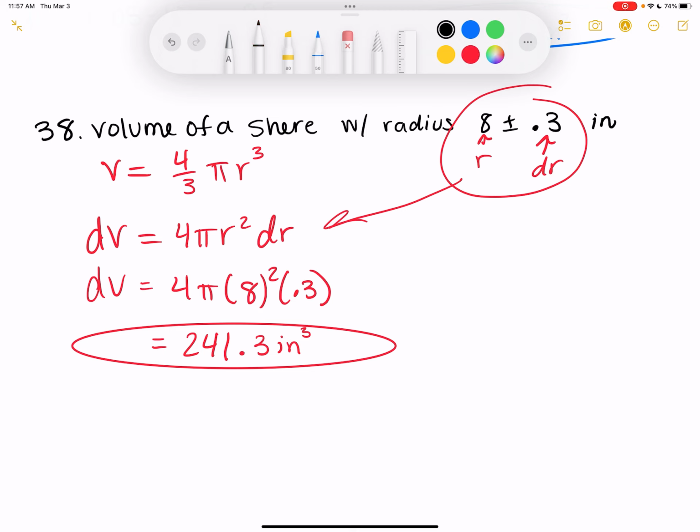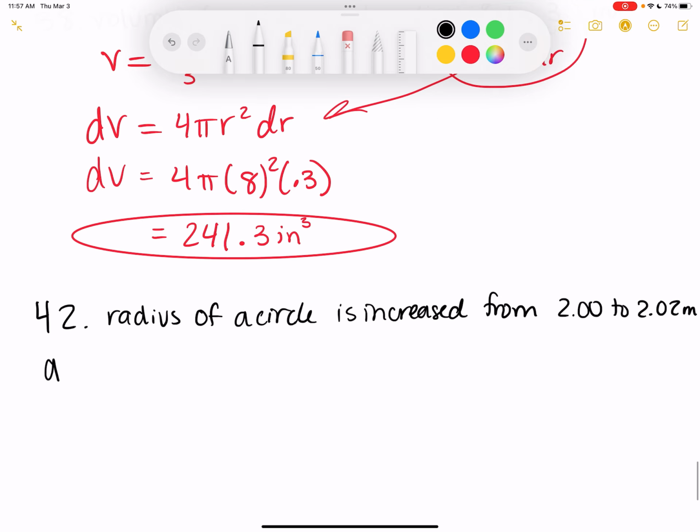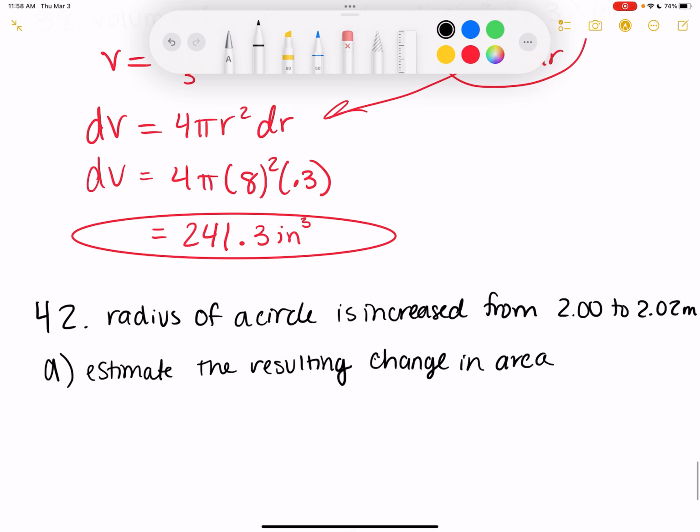All right, so one more problem. Expanding a circle. So the radius of a circle is increased from 2 to 2.02 meters. And this is a two-part problem. So part A says to estimate the resulting change in area.